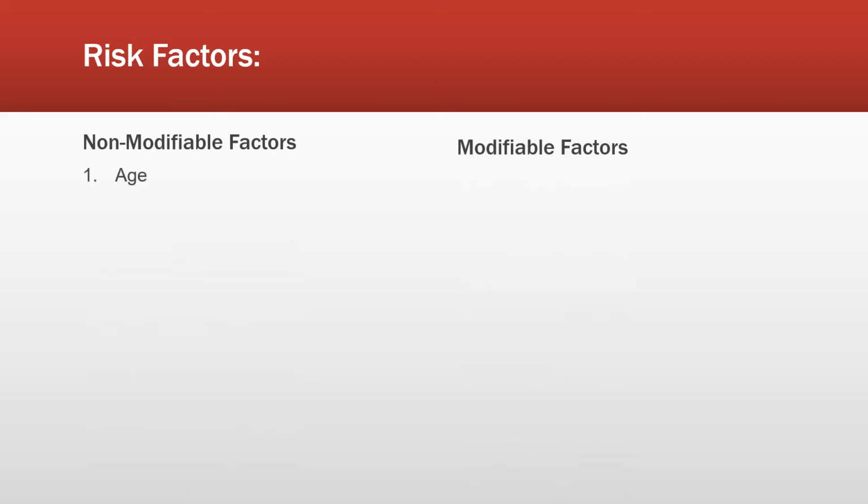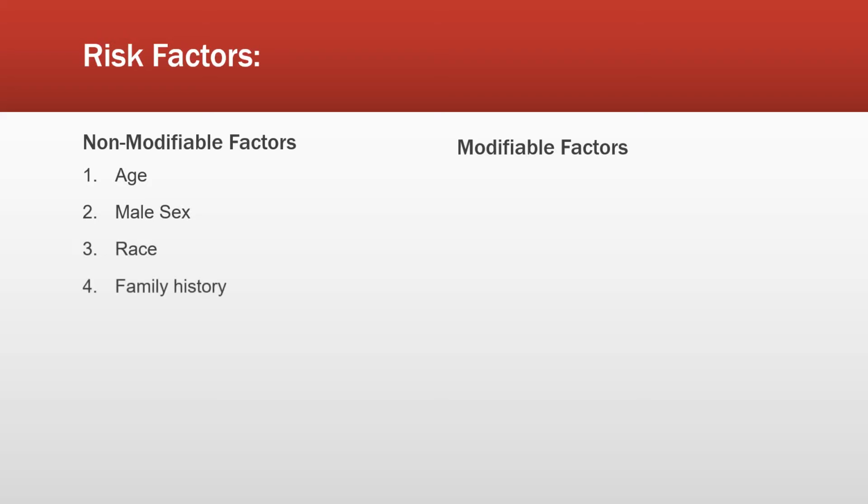Age, risk increases with age. Number 2. Sex, particularly male; women typically suffer from heart disease 10 years later than men due to the postmenopausal decrease in cardiac-protective estrogen. Number 3. Race, non-white populations have increased risk. And number 4. Family history of illness.